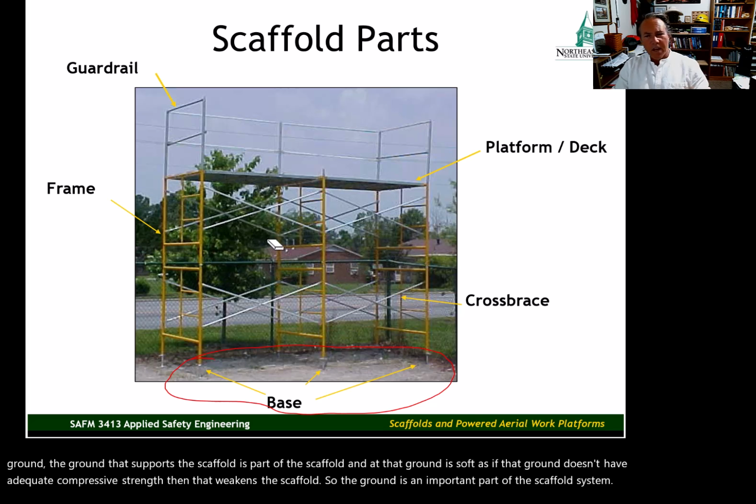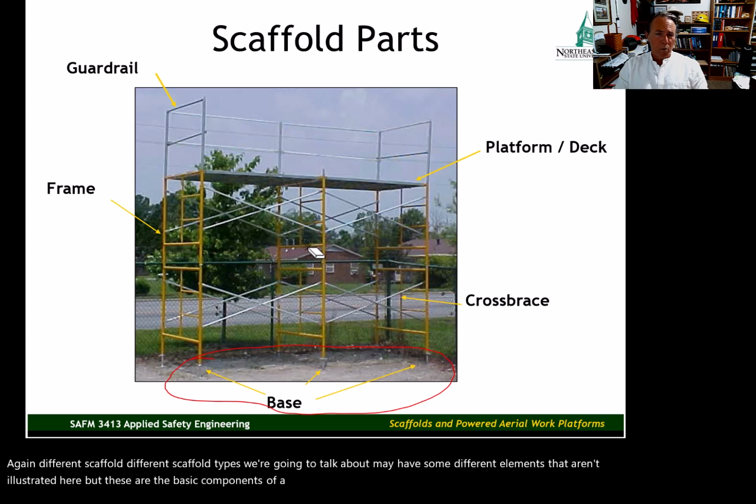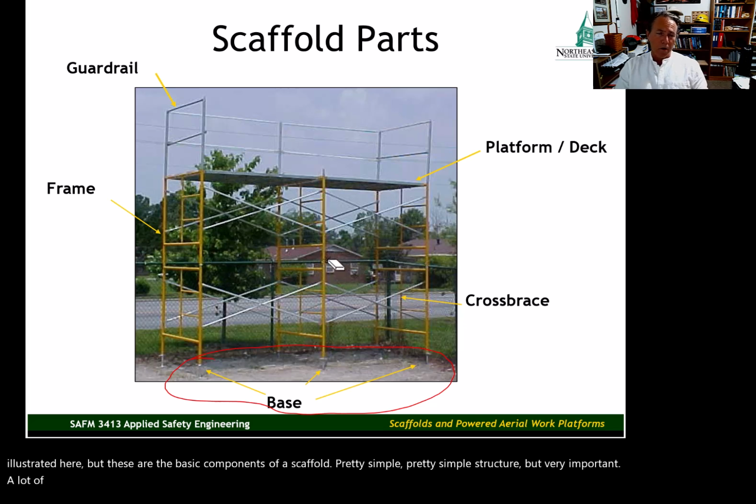Again, different scaffold types that we're going to talk about may have some different elements that aren't illustrated here, but these are the basic components of a scaffold. Pretty simple structure, but very important in a lot of different industries for getting work done.